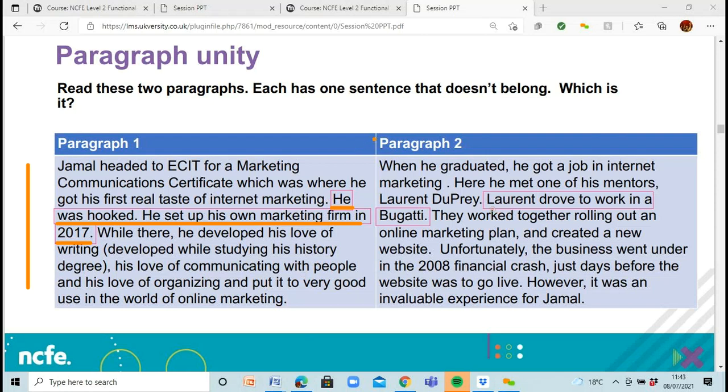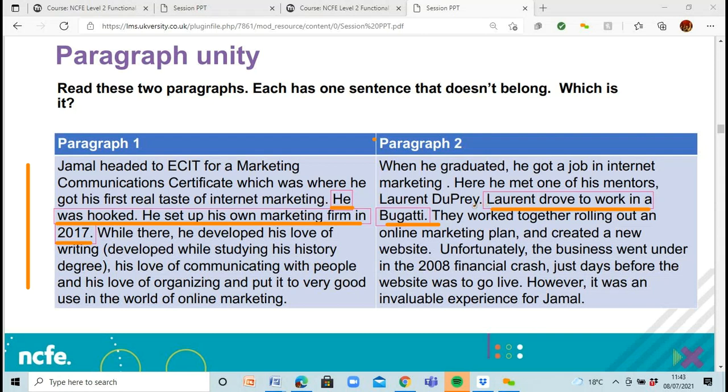Now, paragraph 2, and you know it's going to be the same thing again. It will be this section here. So when I read through it, you'll see that it doesn't make sense with that there. So when he graduated, he got a job in internet marketing. Here he met one of his mentors, Laurent Dupre. Laurent drove to work in a Bugatti. They worked together rolling out an online marketing plan and created a new website. Unfortunately, the business went under in the 2008 financial crash, just days before the website was to go live. However, it was an invaluable experience for Jamal.